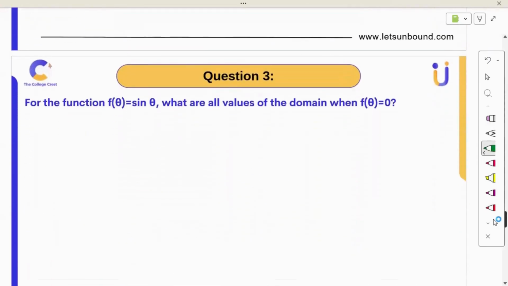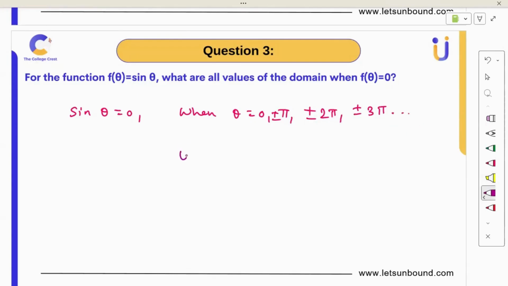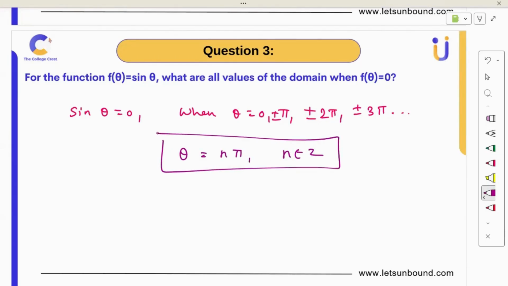So this is a very simple solution. And just recall when sine theta will be 0. Sine theta was 0 when your theta is 0, plus or minus pi, plus or minus 2 pi. Whenever it's a multiple of pi. 3 pi and so on. So generally you can write theta is equal to n pi and your n belongs to Z. In that way I generalized it. Sine theta will be 0 when theta is n pi. So that's how simple it is.